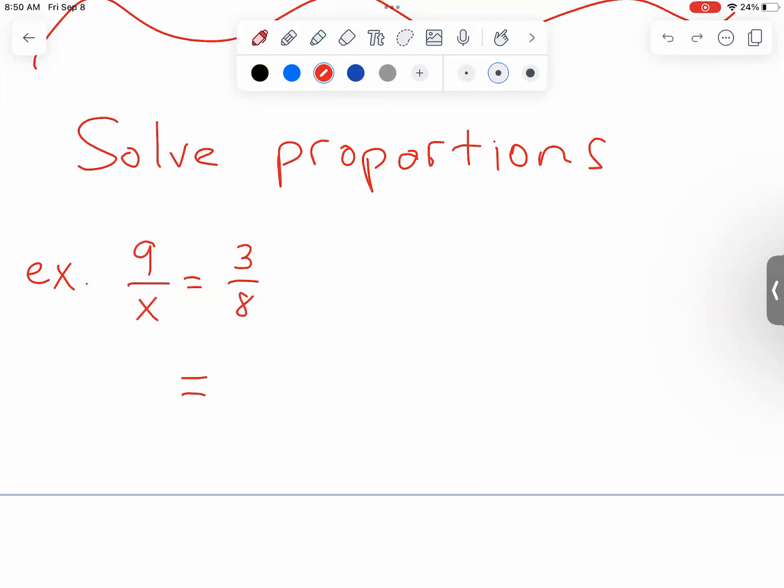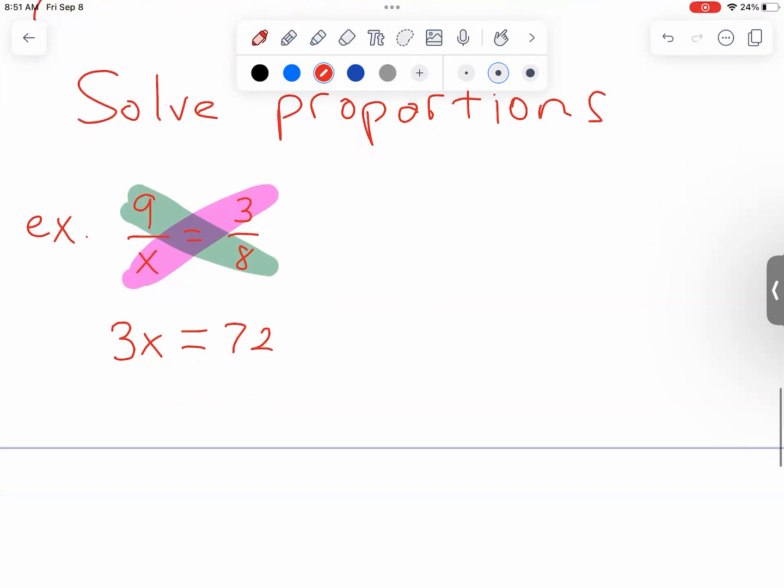Okay, so the first one, when I do these two multiplied together, I get 3x. Okay, 3 times x is 3x. And then when I cross the other one, I do 9 times 8, which is 72. And so I have 3x equals 72. And a really common mistake is that people forget the equal sign. Okay, we need that to make sure we have a solution, we solve it. All right, once we get to there, this is not bad. We just divide by 3.